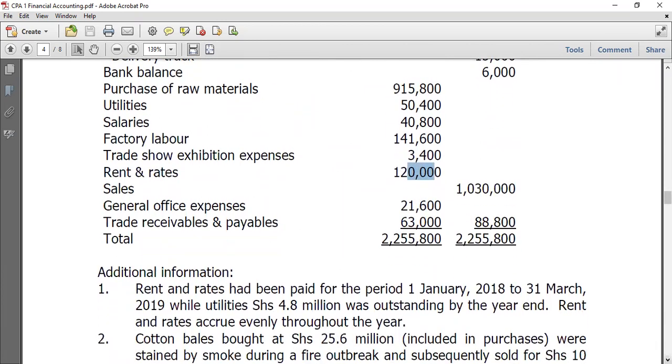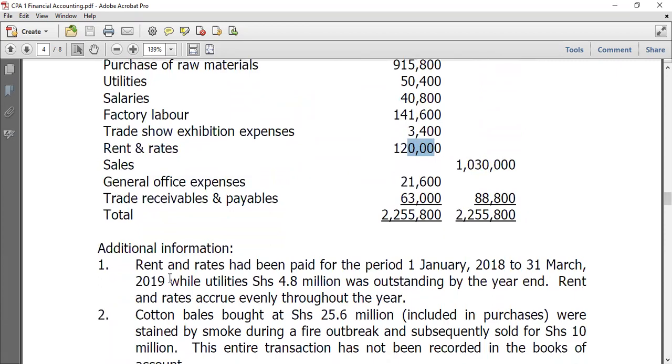Now you're going to see something here. They are giving us additional information. They are saying rent and rates had been paid for a period of 1st January 2018 to 31st March 2019. Now this is a prepayment.